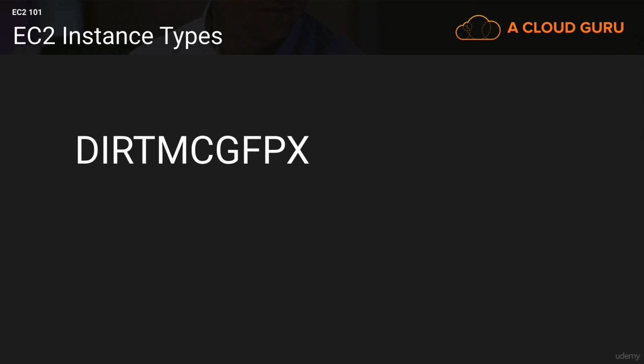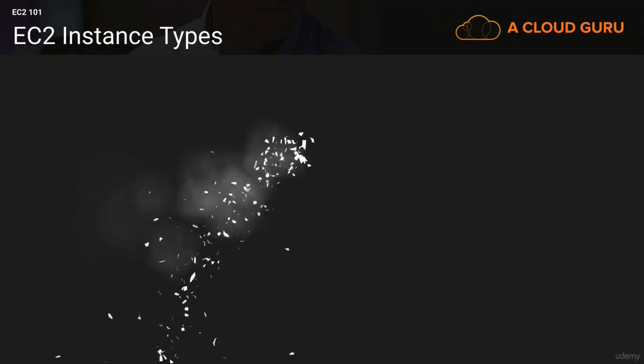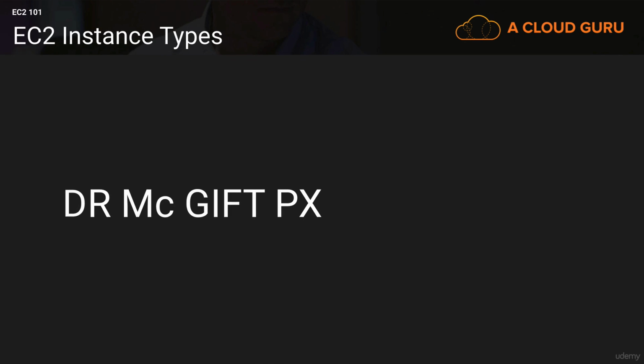So these are the letters we've got to make an anagram out of. We've still got Dirt MCG, but now we've got FPX as well. So we've got 3 new instance types. And I put this into a Scrabble word generator, a couple of them actually, and I couldn't get anything halfway decent. So I actually came up with one myself, and forgive me, this is quite bad, but it makes me remember it. So what I came up with was Dr. McGiftpicks.